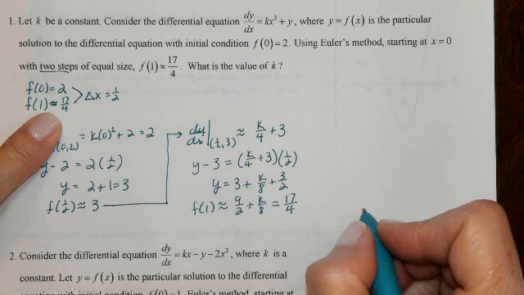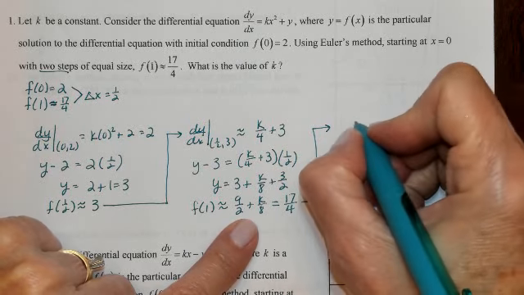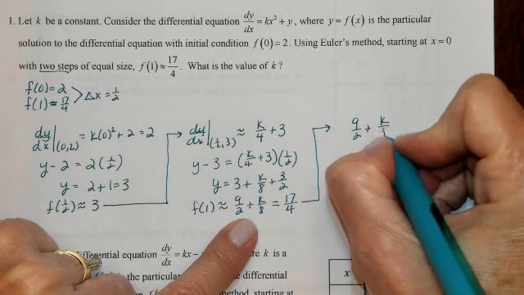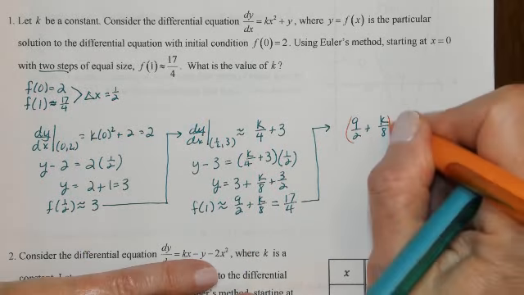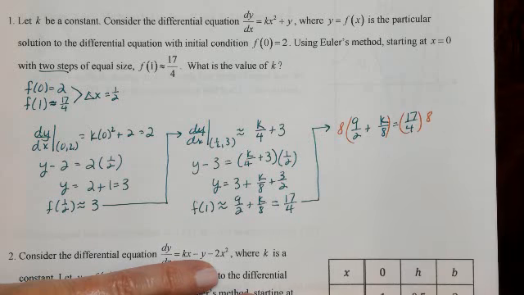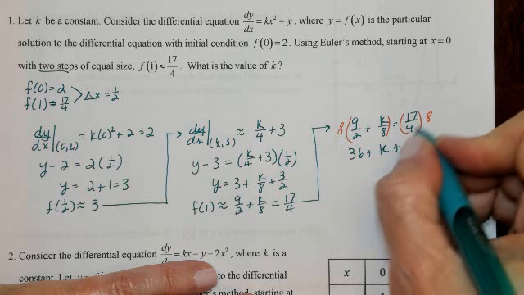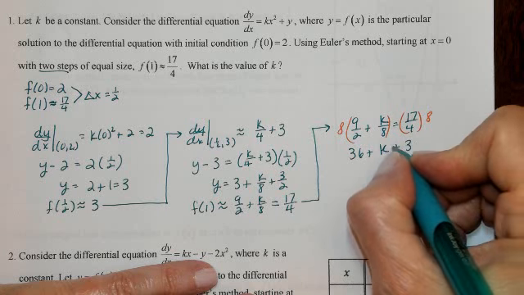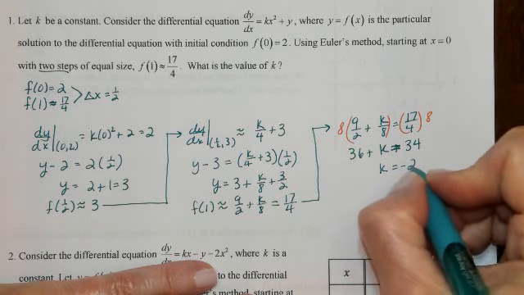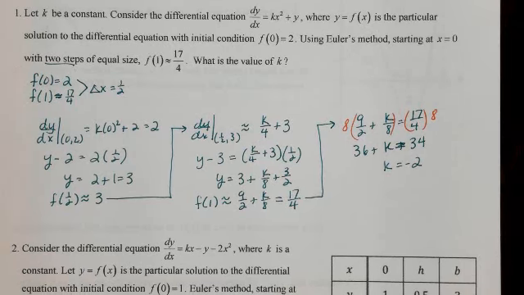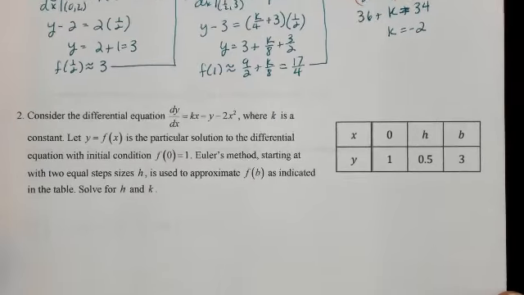And here's my little equation, and I can go ahead and solve that for k. So I have this equation. I'm going to multiply both sides by 8 to get rid of my fractions there. So this will be 4 times 9 plus k is equal to 2 times 17. So k must be -2. So that's one way that they could ask you an Euler's method problem without being super straightforward. Okay? Let's take a look at another way.